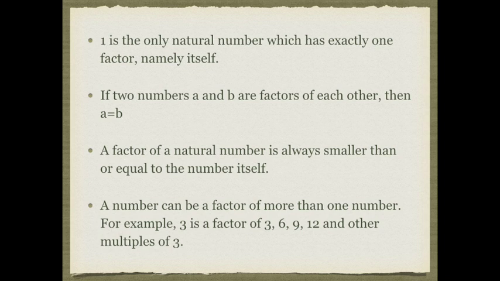And the third point, a factor is always smaller than the multiple. Okay? It is always smaller than or equal to the number itself. It will never be a bigger number than the multiple. Factors are always smaller than the multiples. A number can be a factor of more than one number. For example, 3 is a factor of 3, 6, 9, 12 and other multiples of 3.